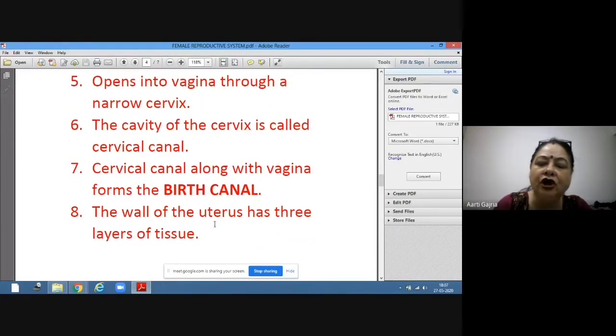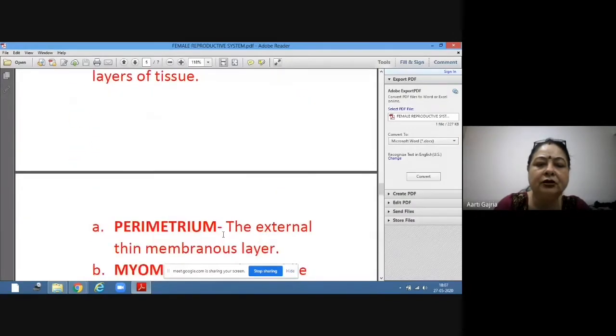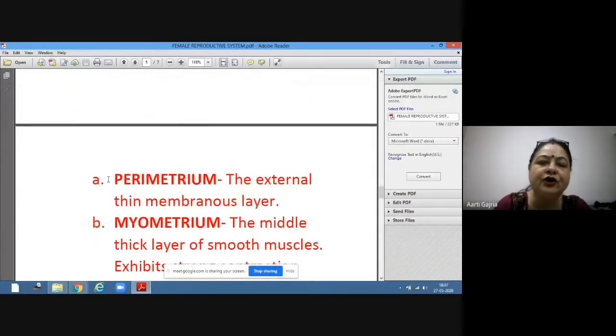Now, the wall of the uterus. I hope you are understanding everything. If there is any doubt, please ask me. So this wall of the uterus has 3 layers of tissues. The outermost layer is called perimetrium, which is a thin external membranous layer.